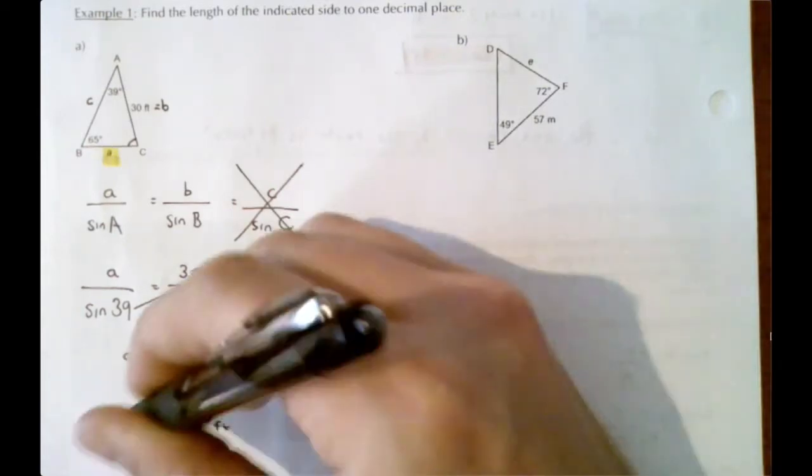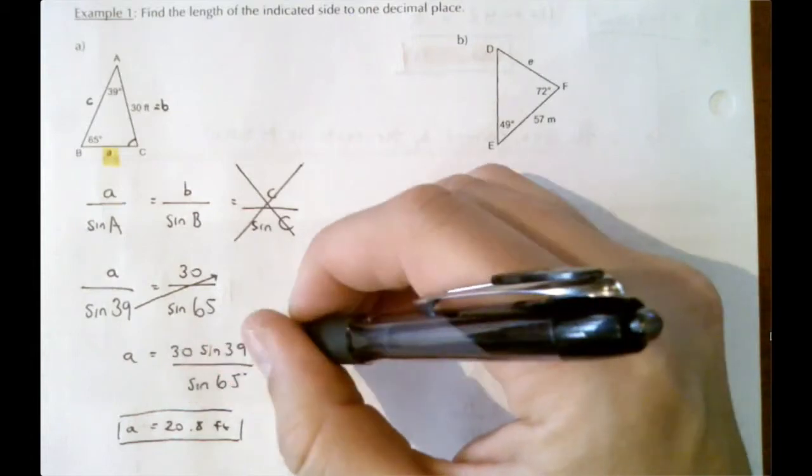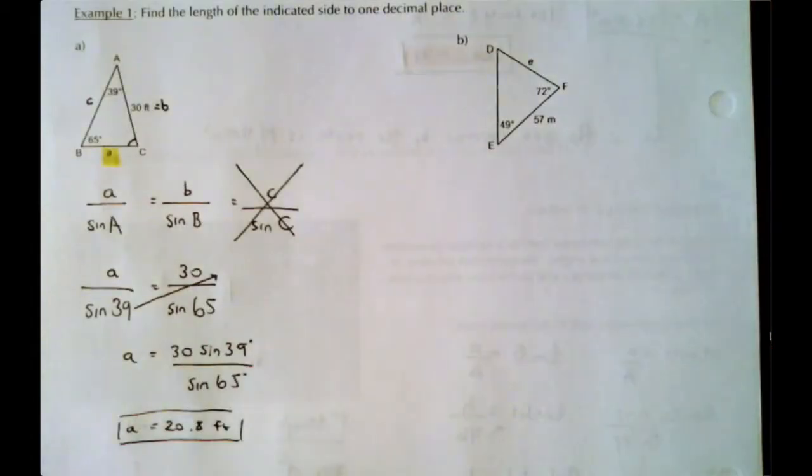Now, what if you don't have a fraction button on your calculator? Well, you can just type in 30 times sine 39 divided by sine 65, and it will give you the right answer.